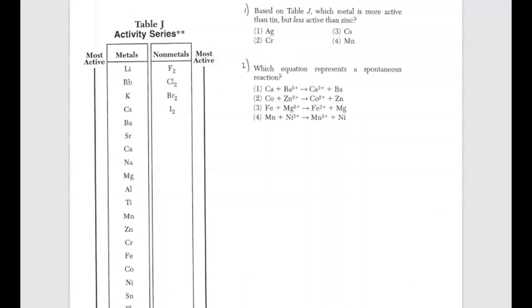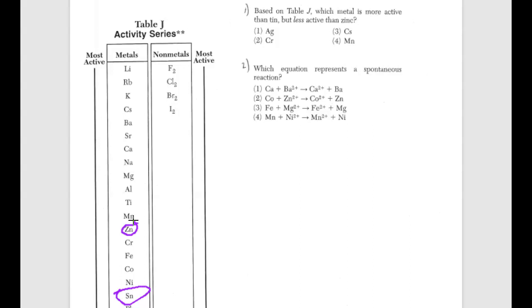Okay, so there is a question here that based on table J, which metal is more active than tin? Now, I think they picked tin because the symbol for tin is SN, so they're trying to throw off students. It's SN. But less active than zinc. Zinc is ZN. Remember, you can get all the symbols for all the elements on reference table S. Don't take shortcuts when it comes to the test, and don't take shortcuts when you're practicing either.